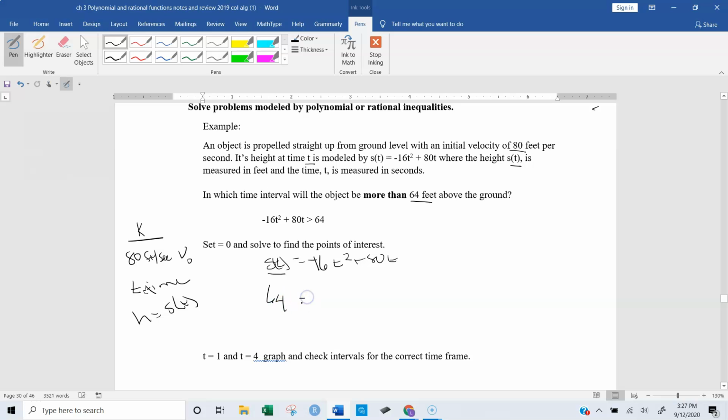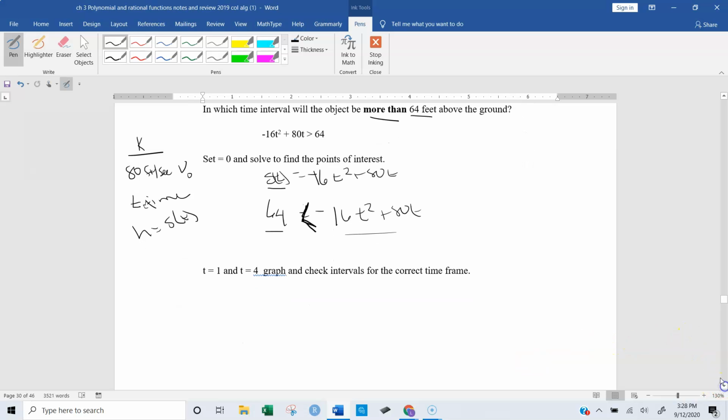So 64 is equal to negative 16t squared plus 80t, but it said more than, so it's not just equal to, it has to be greater than. So I need this to be greater than 64. I need this to be greater than this. Okay, now let's solve this. When I look at it, I have no denominator. So the first thing I'm going to do is set it equal to 0.